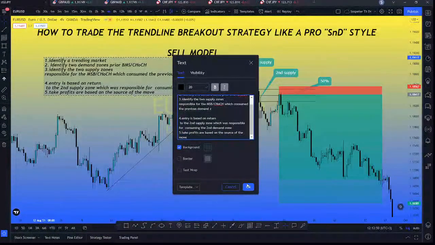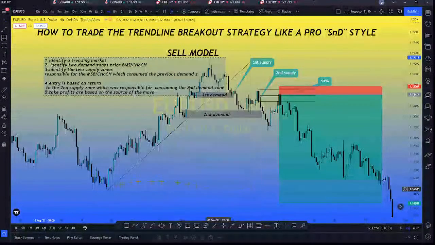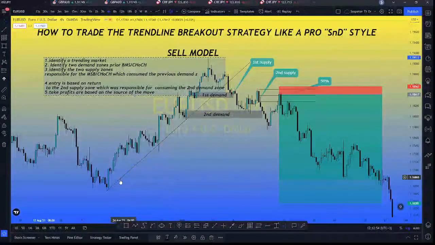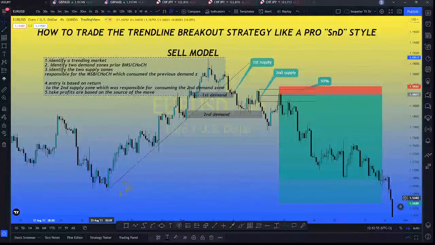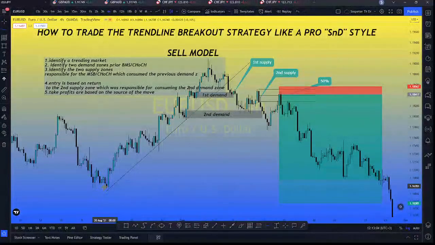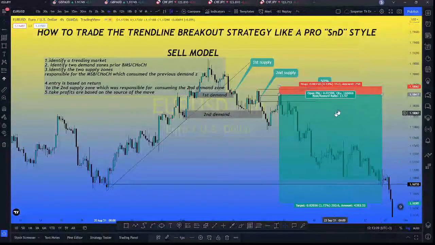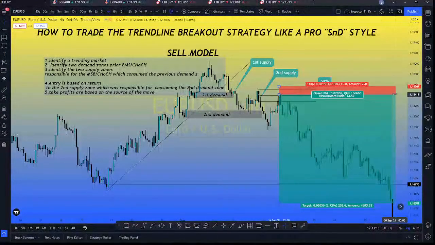So in this case, which was the source of this trading market move? So this is the source. This is our original source. So your take profit will be based on this base candle here. So that's where you're gonna take your profit. That's a 1:13 risk reward.